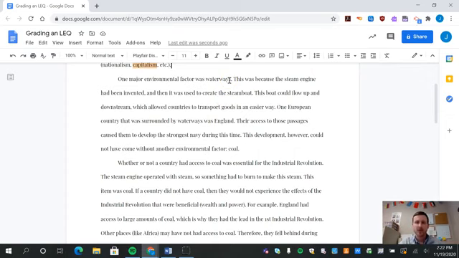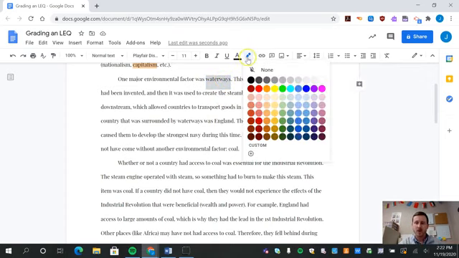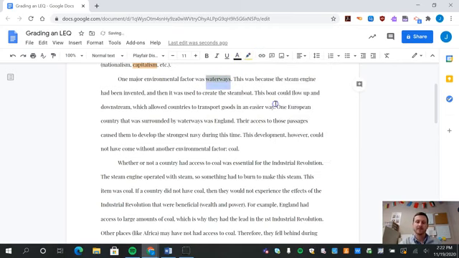There's nothing extra in there. Right? So we understand that waterways are our biggest thing here. All right. This was because the steam engine had been invented and then it was used to create the steamboat. All right. So we're kind of understanding like waterways were created because something happened. Something had to push the development of these waterways. So the steam engine, the steamboat.